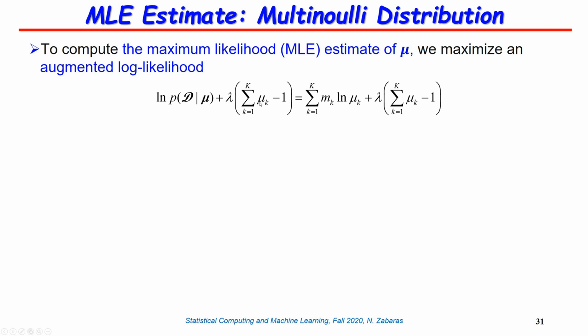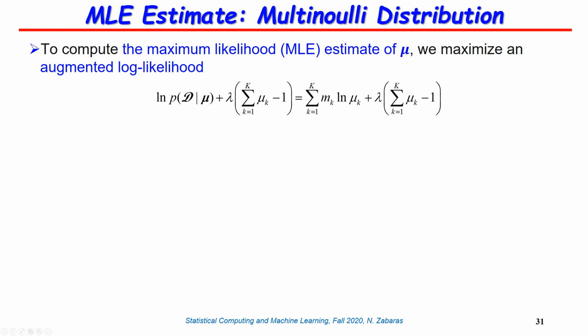Now we need to optimize this with respect to the parameters mu and with respect to the parameter lambda. The way you do it is you take derivatives with respect to mu and set them equal to 0, and take the derivative with respect to lambda, set it equal to 0, and then solve for mu and lambda. The derivative with respect to lambda, obviously, you can see is this constraint. That is what lambda does: it enforces this constraint. For the derivatives with respect to mu, you have to take derivatives of the logs.